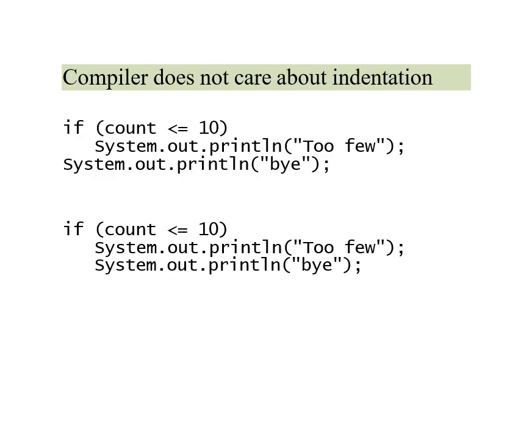All right, now, as I said, the compiler doesn't care about indentation. So in this first example, we are indenting the statement that's inside the if, that's under control of the if. Now, the second print line statement is just a statement that follows the whole if. So that statement, the one that displays "bye", is always going to be executed. But the statement inside the if, the first print line, the one that displays "too few", will not necessarily be executed. If count is less than or equal to 10, it's executed.